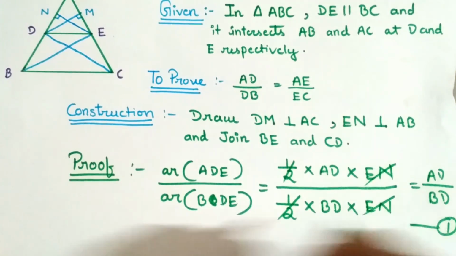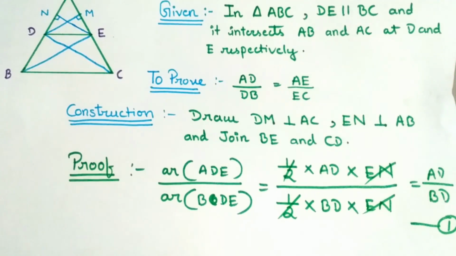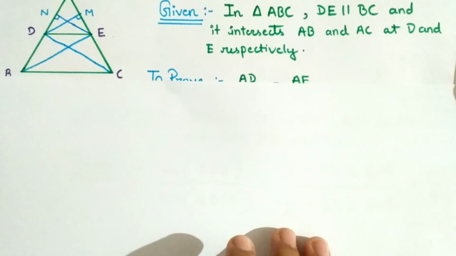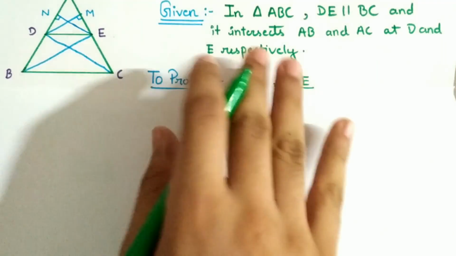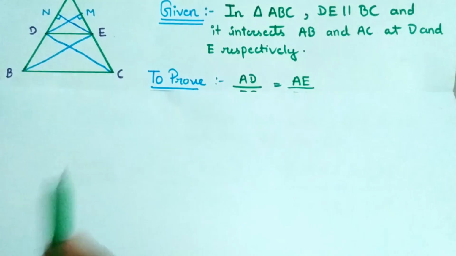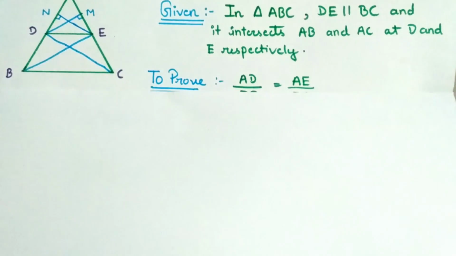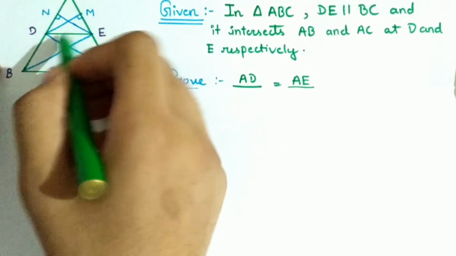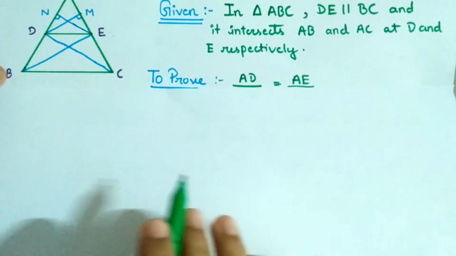Mark it as 1. Now let's move to the second part. The second part is we have to take another triangle. In the first part we have taken ADE and DEB. In the second part what we will do? We will take ADE and DEC.